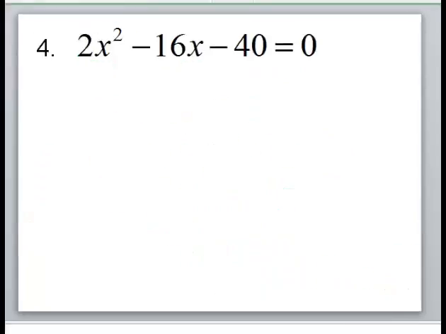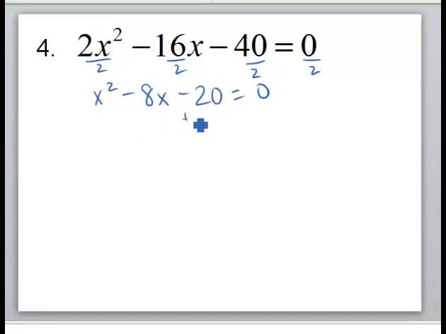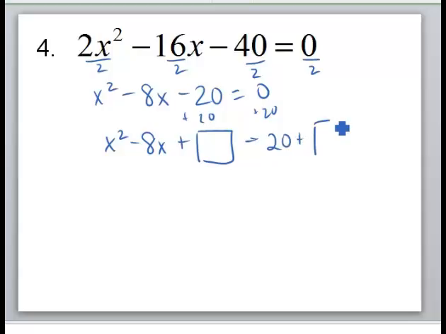Alright, the next problem I have here, I'm going to divide everything by 2 because my leading coefficient is not a 1. So I get x squared minus 8x minus 20 equals 0. Then I'll need to add 20 to both sides. So I have x squared minus 8x. I'll put the box equals 20 plus the box.